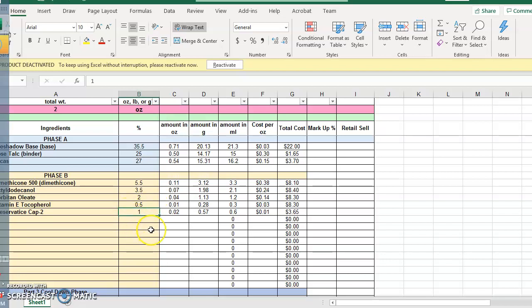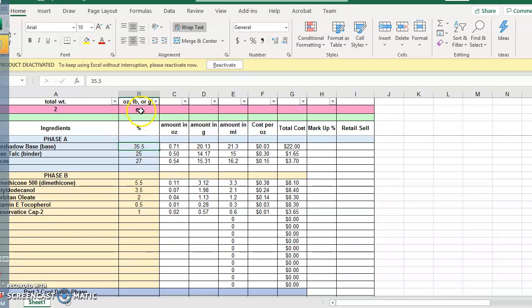So we're going to use 1% of preservative cap two, and that could be like a drop or two. Okay, just if you want to weigh it, you can use the weigh belt and weigh it. But it's kind of hard to measure that, but it's possible. Okay, so phase A is going to be our powder. So we have a 3.5%.